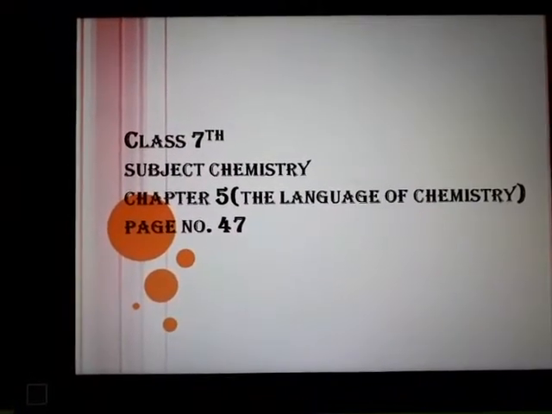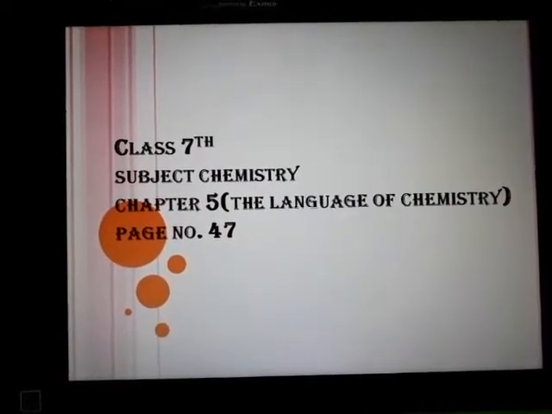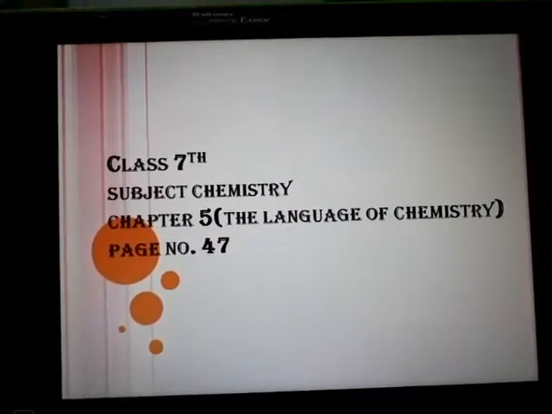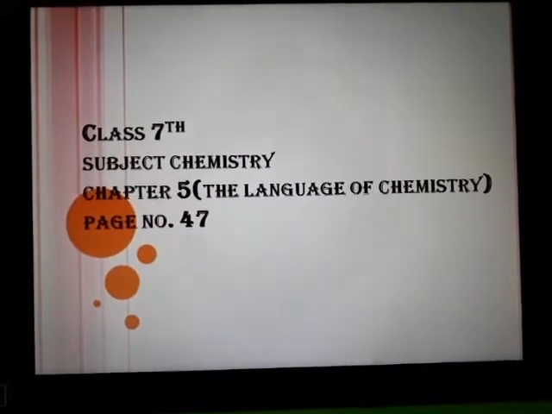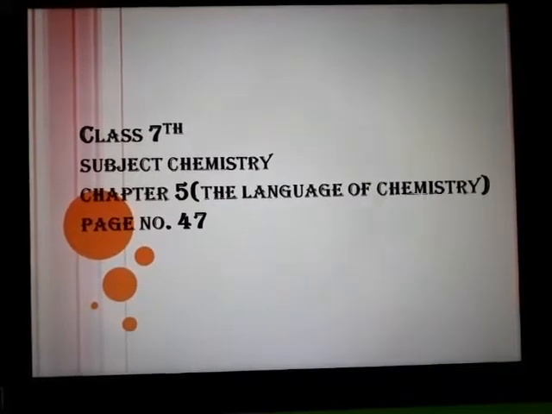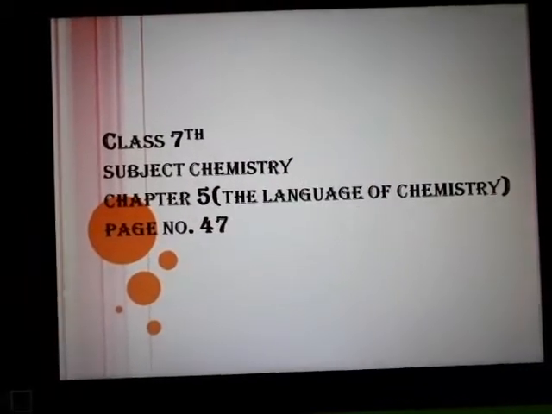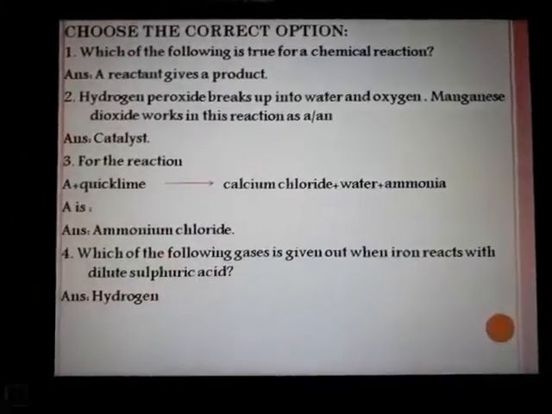Today, I continue with our question answers of subject chemistry, Chapter number 5, the language of chemistry. Everyone, open page number 47 of your chemistry books so that we continue with our question answers, starting from our choose the correct options.